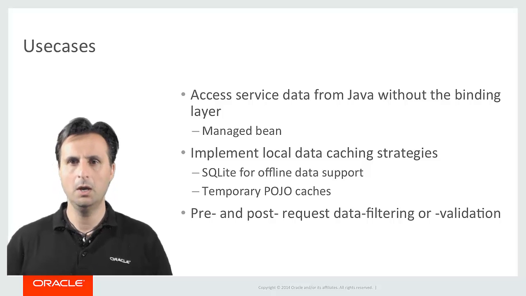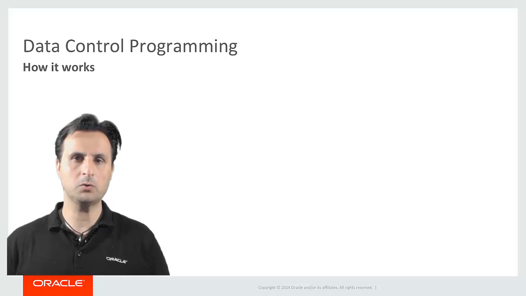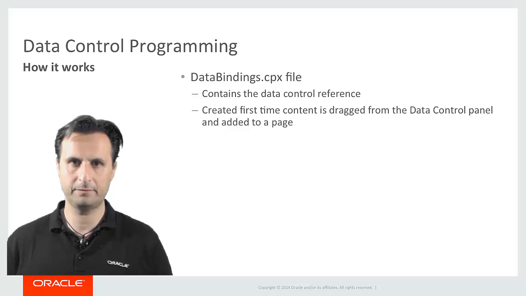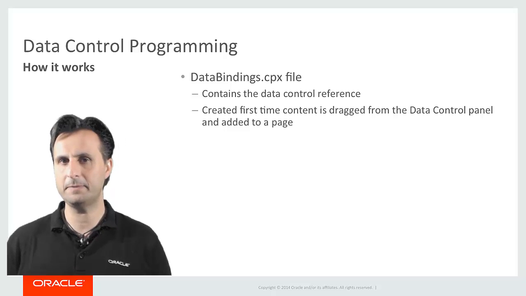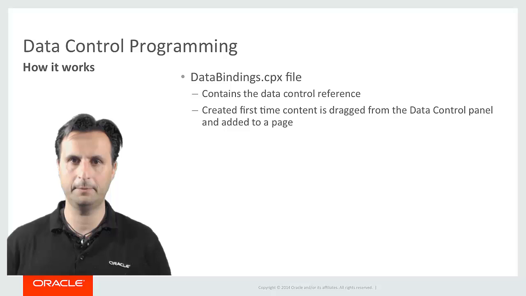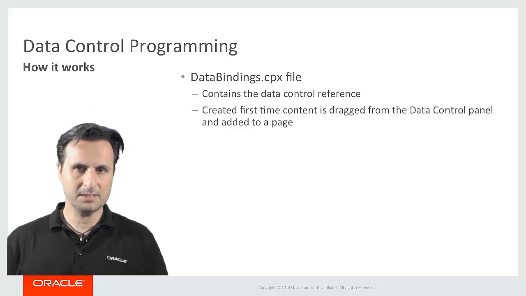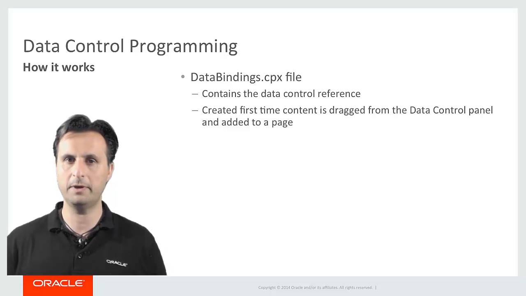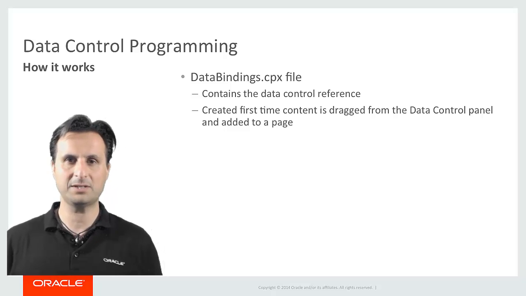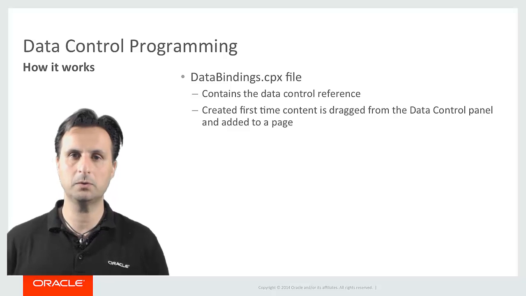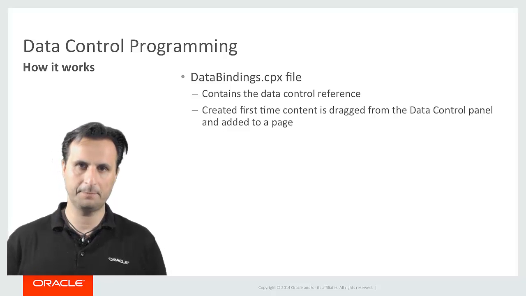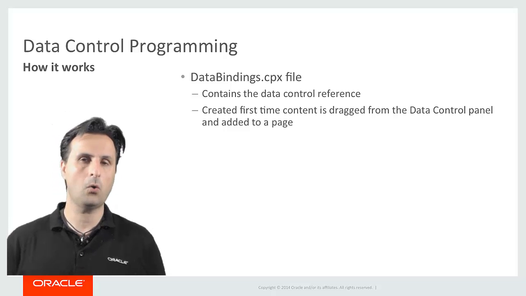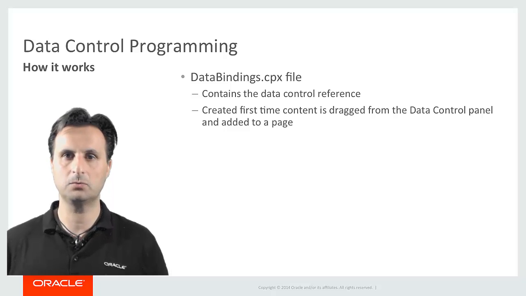So how does it work? Well, first of all, and probably most important, when you invoke a data control, that data control must have a reference in the data binding CPX file of the project that you're working in. Now, the easiest way to create such a reference is that you take an attribute, a method, or whatever from the data control palette and drop it quickly onto a view of your project. This will create the data binding CPX file in case it doesn't exist, or if it exists, it would just add the data control reference in there.